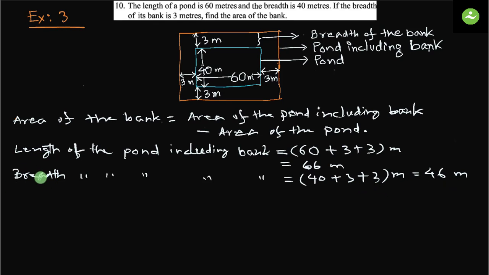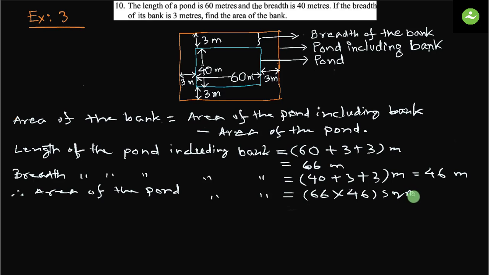So we got the length and breadth of the pond including bank. So can we find the area of the pond including bank? Yes. Therefore, area of the pond including bank equals to 66 into 46 square meter. Square meter equals to 3036 square meter.